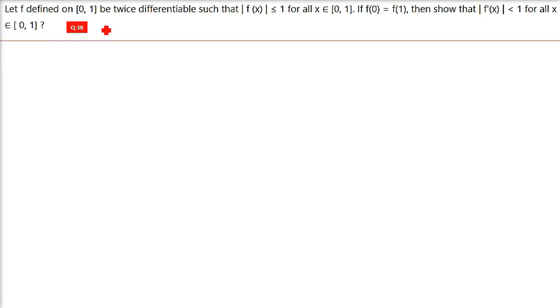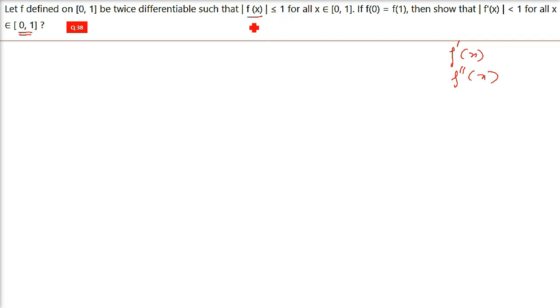Now this question is somewhat different. f is defined on 0 to 1. x is between 0 and 1 in all the options here. Twice differentiable is an important thing. So we have f(x), we have f'(x), and we have f''(x) also. So twice differentiable such that the modulus of f(x) is less than or equal to 1.